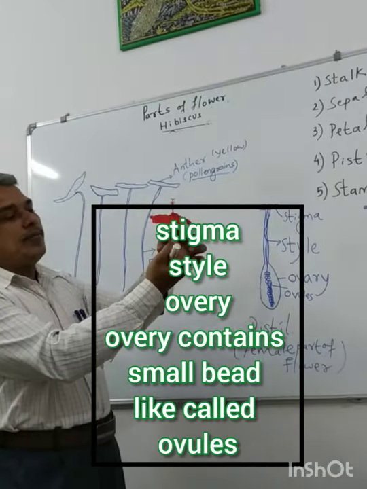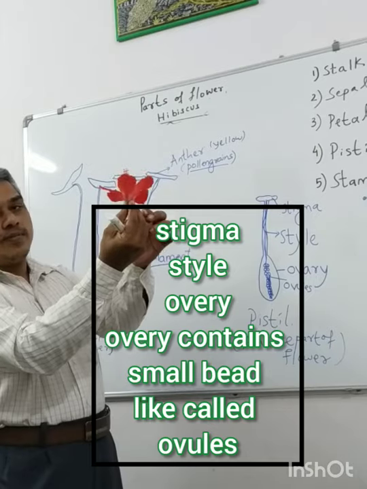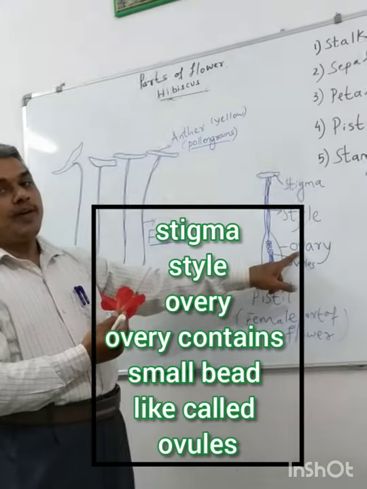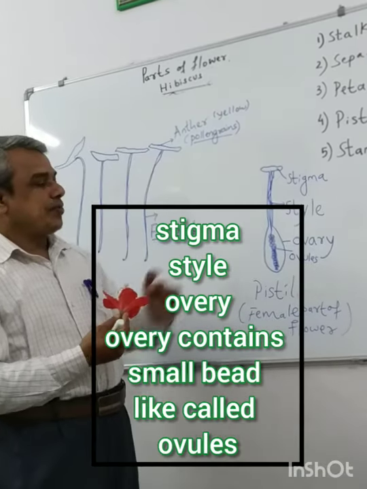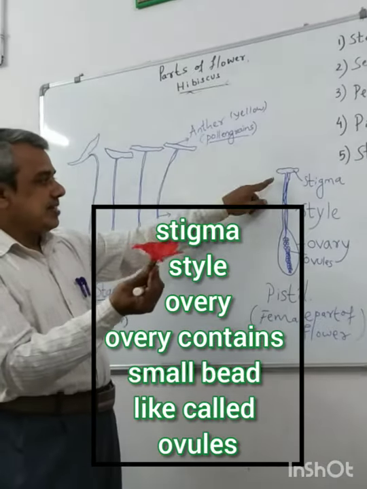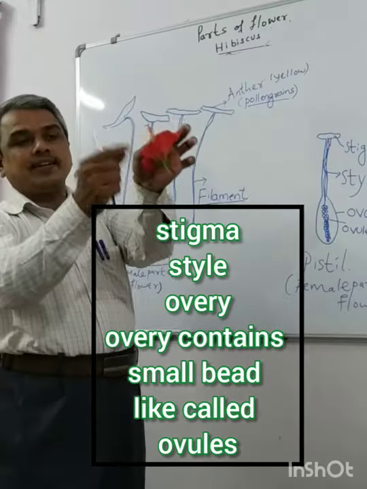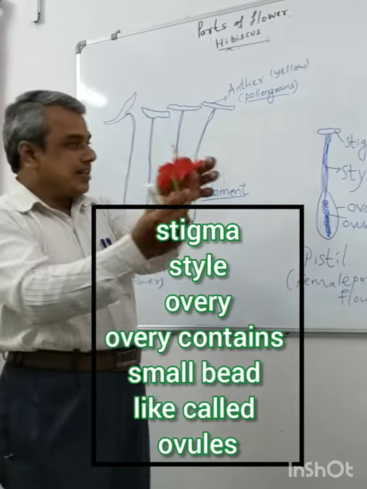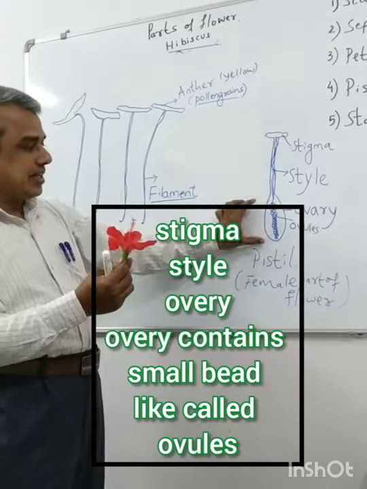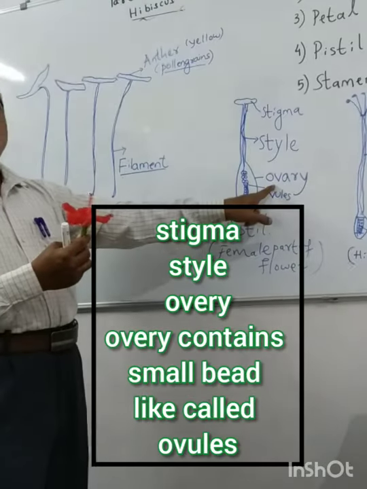And the bulged, swollen part at the bottom is called the ovary. This is the stigma. This is the style, but actually it is not outside; if you remove the red color, inside you will get a white thin tube. Style is attached here and it is connected to the ovary. The bulged, swollen part of the pistil is called ovary.